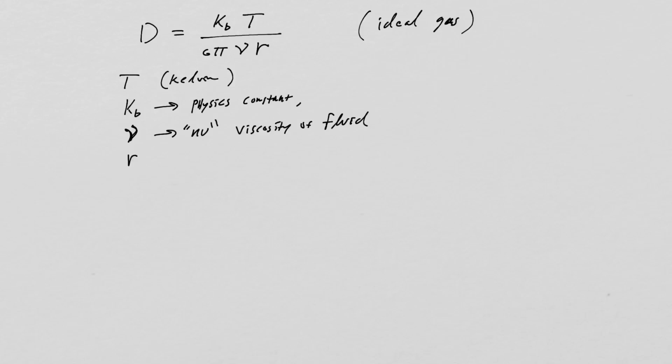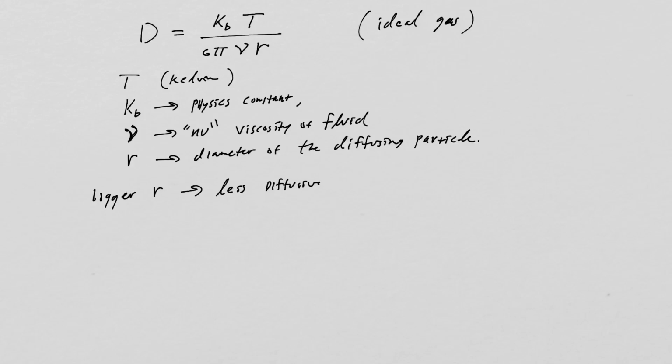And r is going to be equal to the diameter of the diffusing particle. All these put together define the diffusivity. Of course, bigger r, less diffusive. That's a relationship that would seem obvious. Larger particles are not going to diffuse as readily as a very small particle. Higher temperature, bigger diffusion. Particles are going to travel further if it's warmer in the fluid.